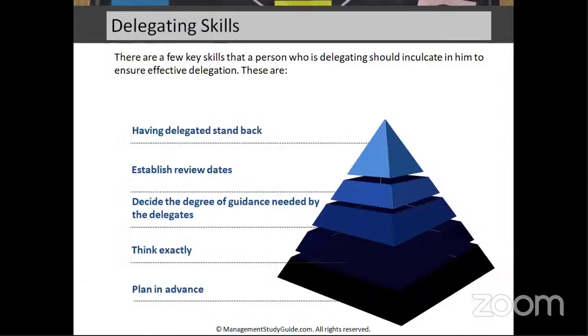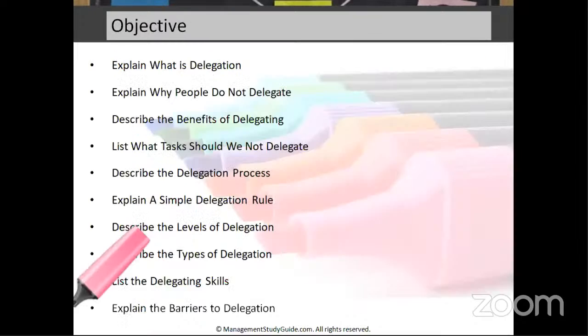Looking at delegation skills, there are a few key skills that a person who is delegating should inculcate in him or her to ensure effective delegation. These are: having delegated, stand back. So learn how to stand back after delegation. Establish review dates. Know how to book schedules for reviews. Decide the degree of guidance needed by the delegates. Think exactly and then plan in advance.